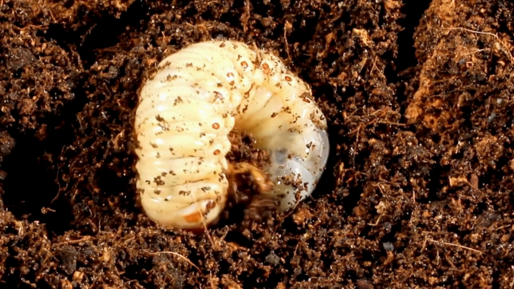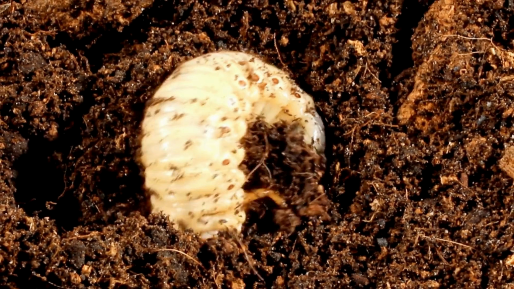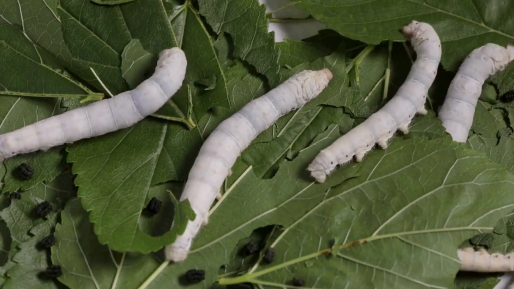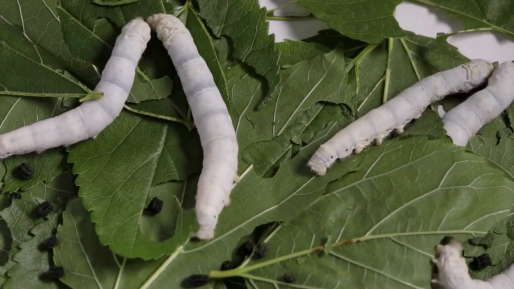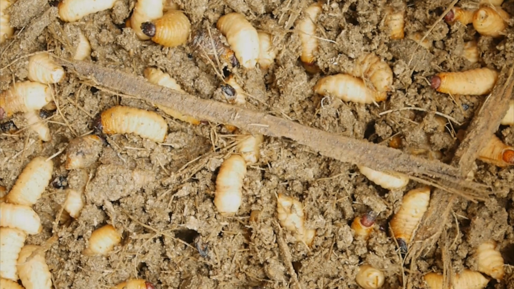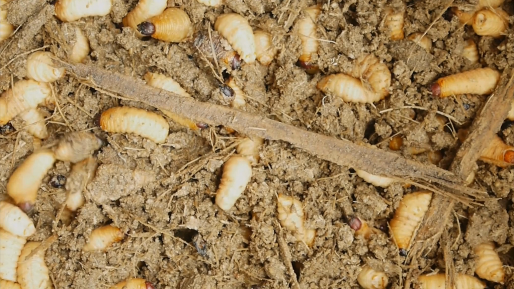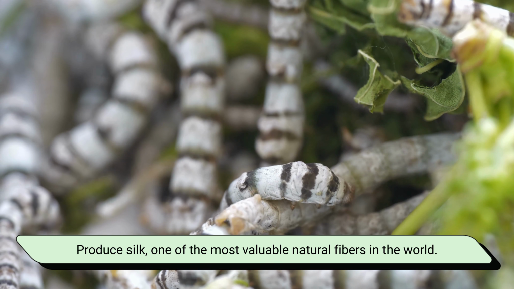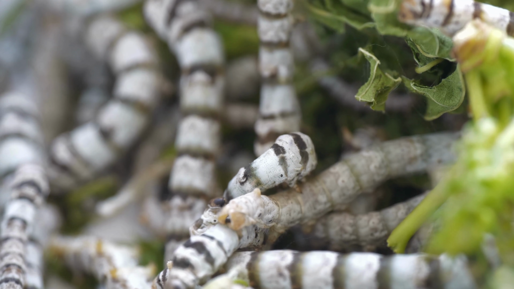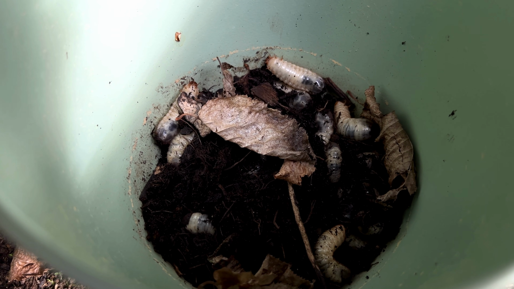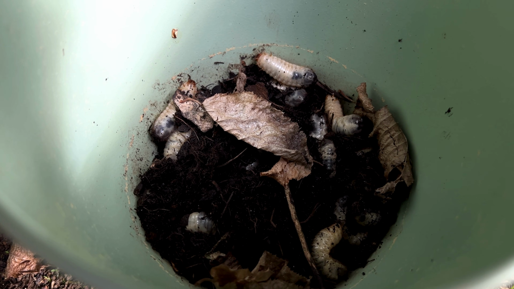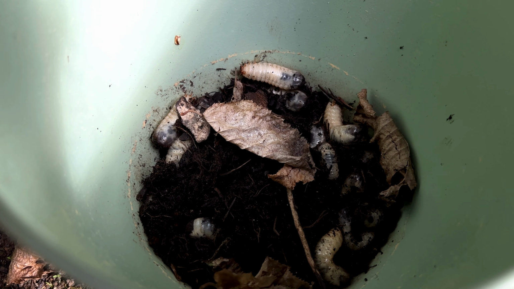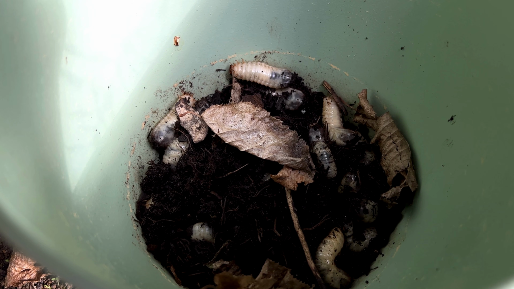Humans interact with insect larvae more often than we realize. Some larvae are considered pests because they damage crops or stored food. Others are extremely useful. Silkworm larvae produce silk, one of the most valuable natural fibers in the world. In medicine, fly larvae, known as maggots, are sometimes used to clean wounds by eating dead tissue, a process called maggot therapy.